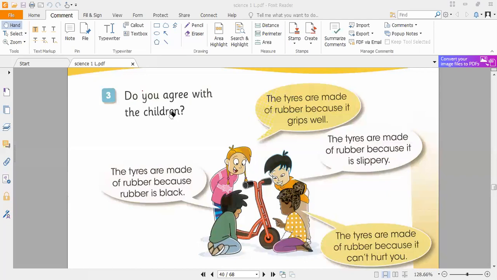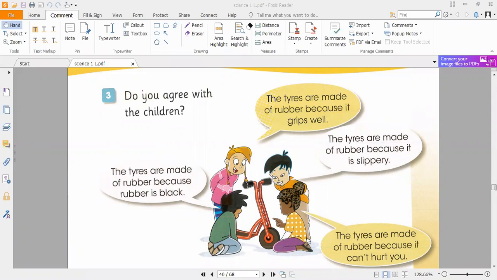Number 3 is the boy with the black hair and yellow shirt. He is saying the tires are made of rubber because it is slippery. And the last girl with the black hair and the brown skin tone, she is saying the tires are made of rubber because it can't hurt you.